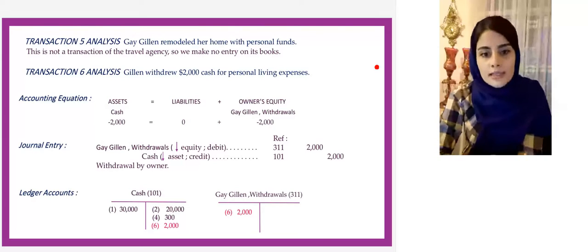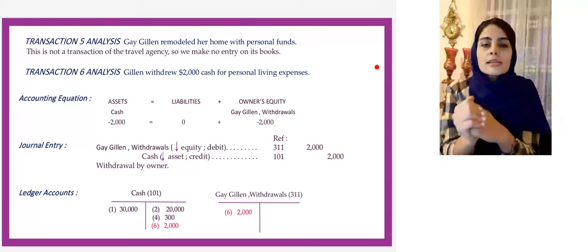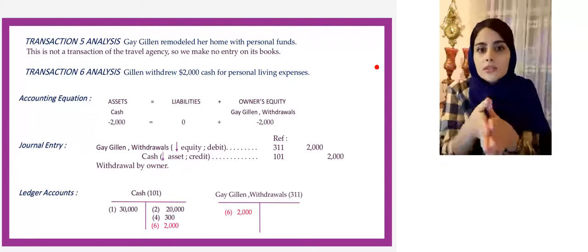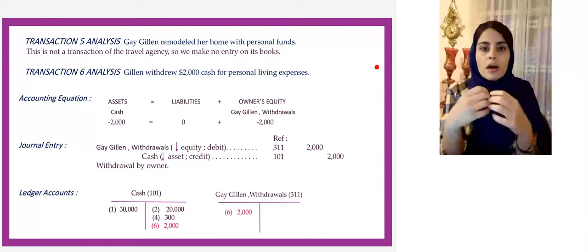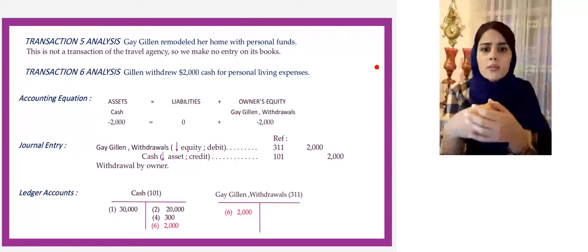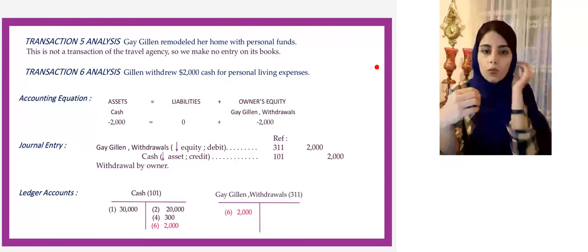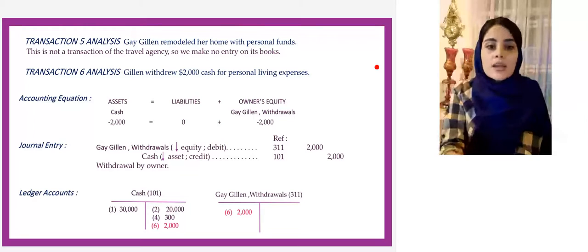Transaction 5 says that Gay Gillen remodeled her home with personal funds. You know, it is not a transaction for the company. It is something that the owner does, for example, buying something or selling something. It is not related to the company. It is just for her or his own use, so we make no entry for it.